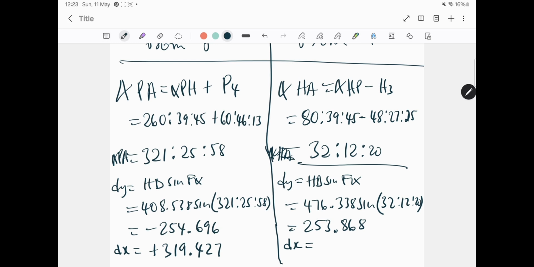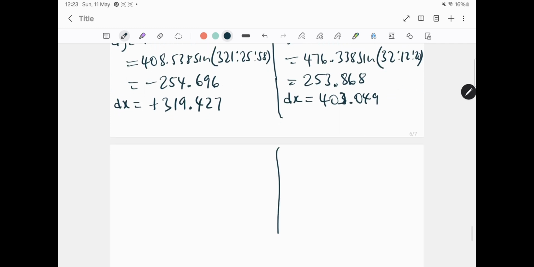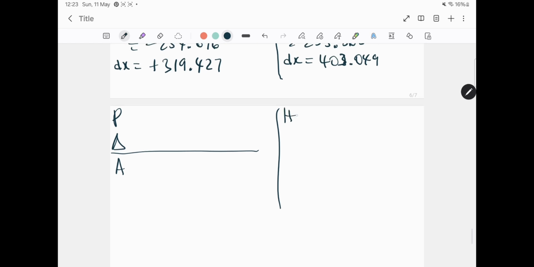So this side it's 476.338 cos 32, 12, 20, which is 403.049. Then now we can find the coordinates of A. So it's just going to be your P this side, your change will give you A. This side we're going to have your H, your change, then you get your A.